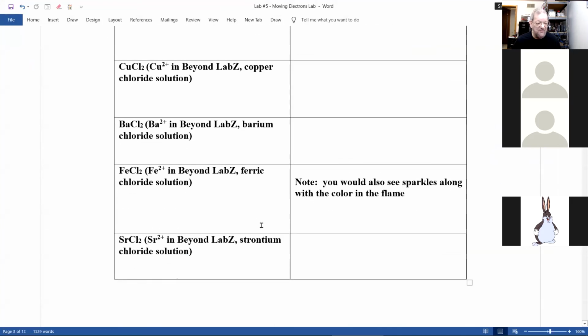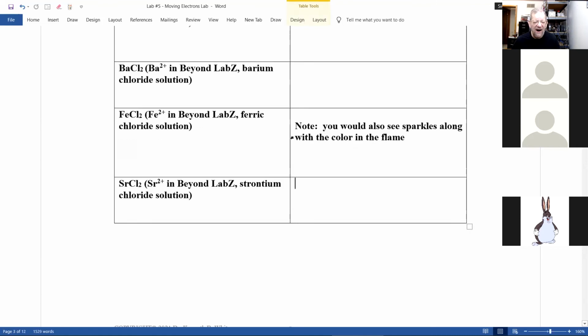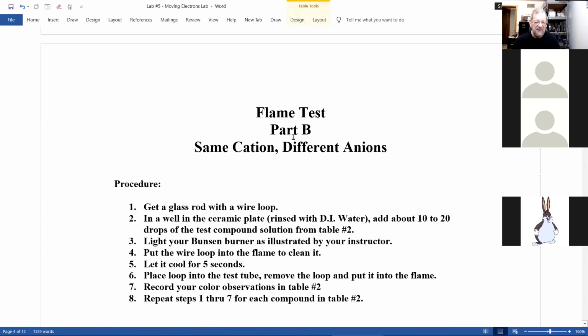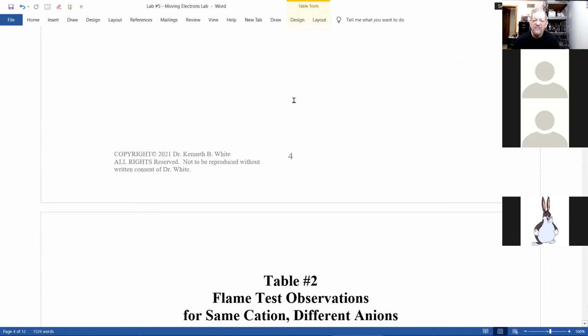I've already done 2 of them for you. And notice you don't always see it, but there'll be sparkles with the ferrochloride, the strontium chloride, SrCl2. Sr 2+ is red, my favorite color. All right, now in part B, we've already done that.